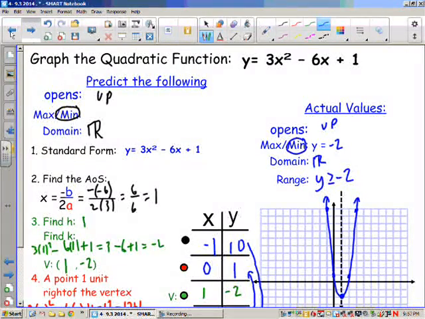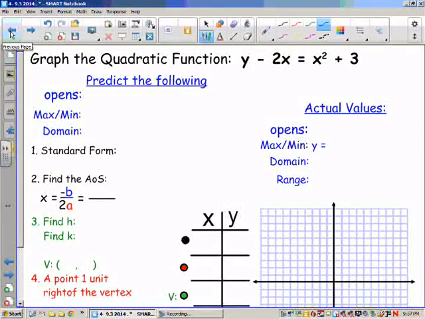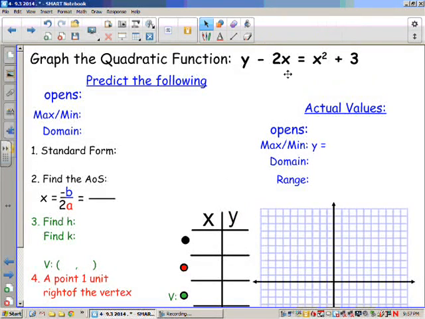Great. In this problem, once you get started, verify it's in standard form, make some predictions, and then go through the calculations. We'll do it in phases here. So first, it's not in standard form. Go ahead and rewrite it in standard form down in this area for step 1.